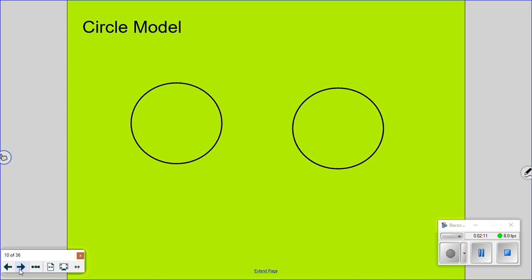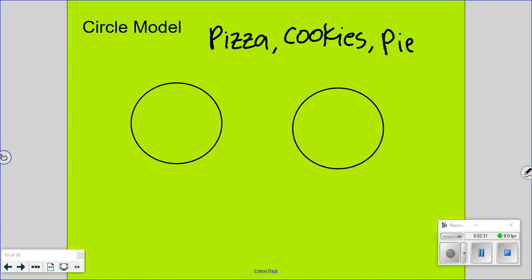Circle models are great if we're thinking of things like pizza slices, maybe things like cookies, maybe things like pie. If I'm writing, you're writing. All of those things might make sense. Please stop talking while I'm talking. Might make sense to represent as a circle.